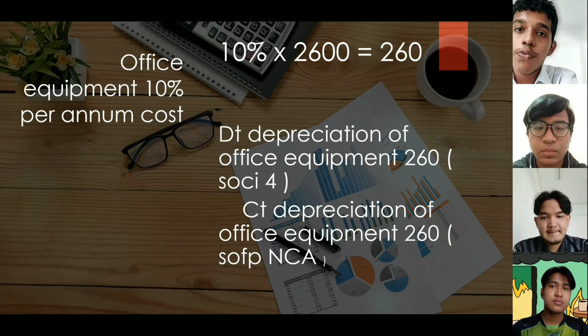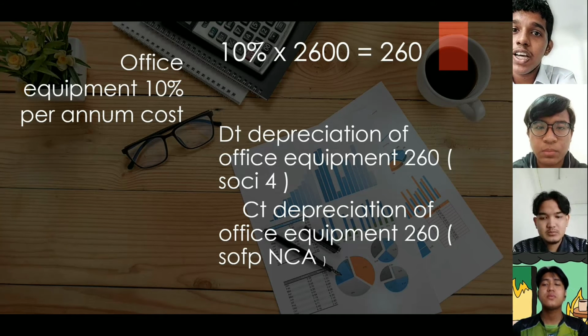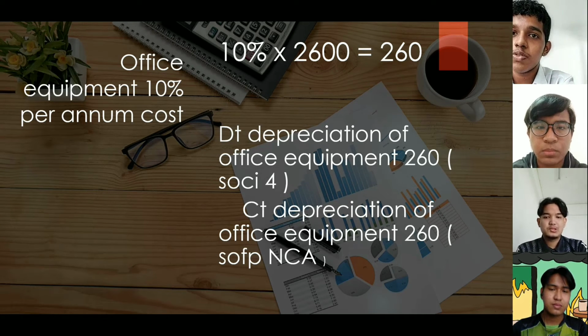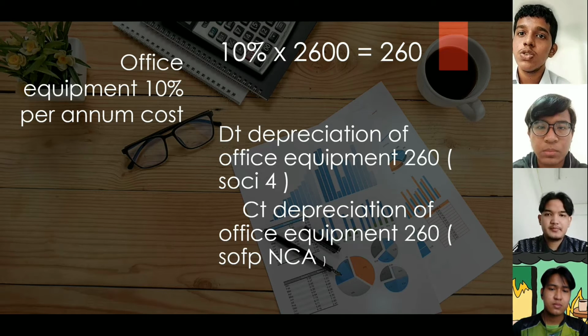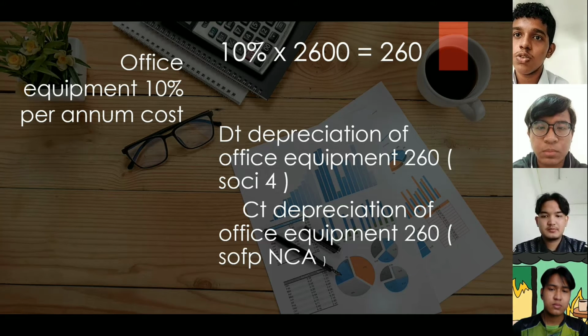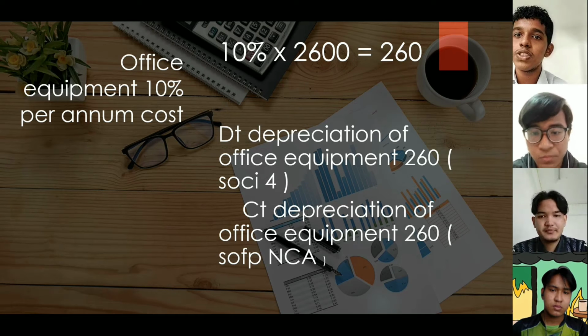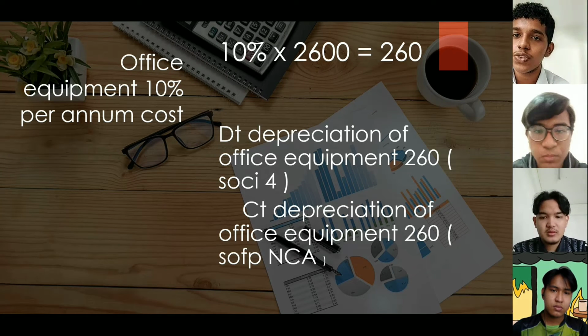So the next is office equipment, 10% per annum cost. If it is per annum cost, we have to straight times with the cost of the asset. So that is office equipment 2,600, so the amount is 260. So debit 260, that is depreciation of office equipment, and credit accumulated depreciation of office equipment. So that is non-current asset.